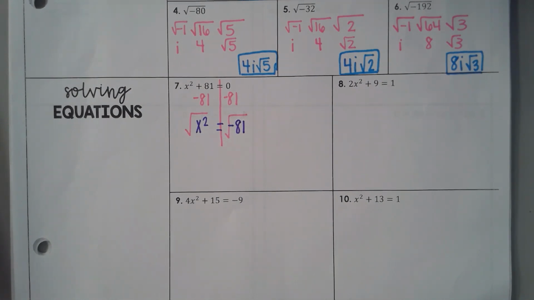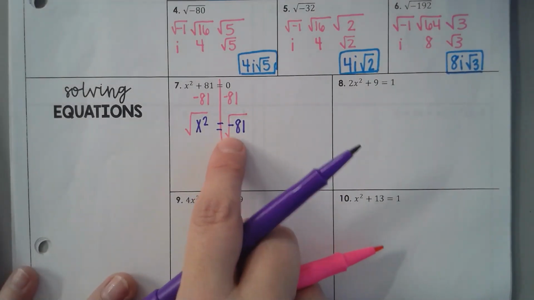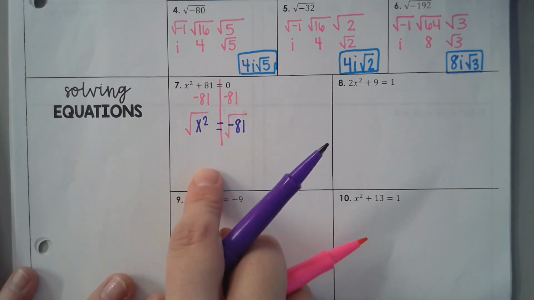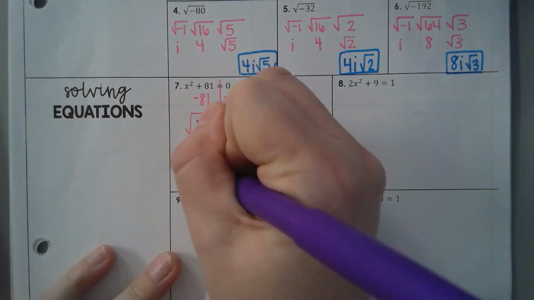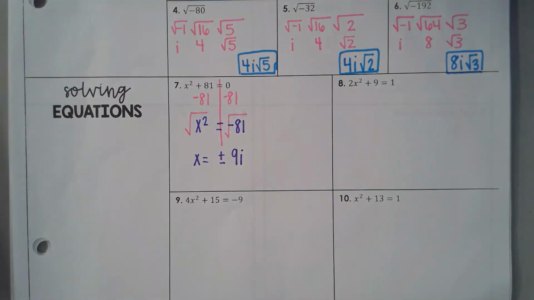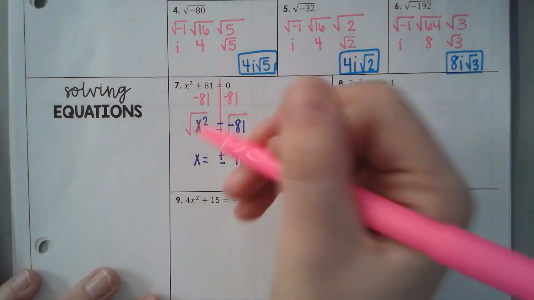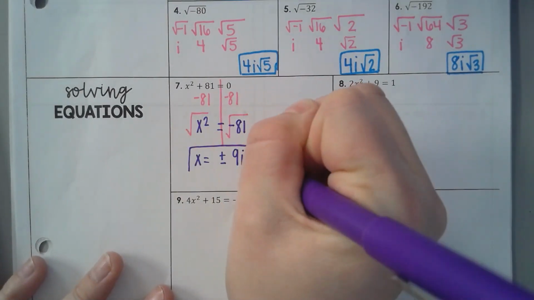Could you tell what this one is going to be without splitting it up? What is it? Not just 9. It's 9i. Whenever you have a negative under your square root, your answer has to have the i. So it's x equals plus or minus 9i. If you have a perfect square, you may not need to actually split it up.